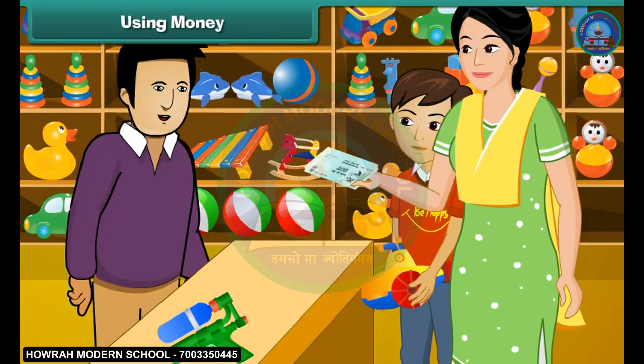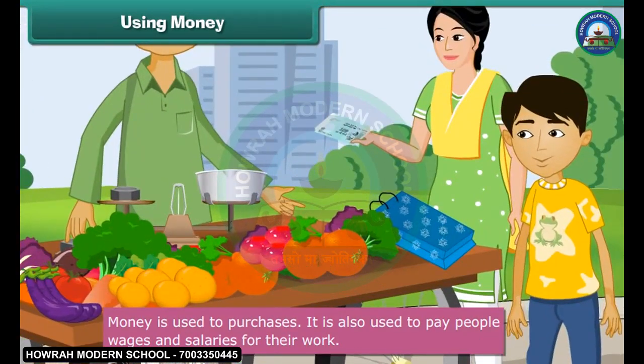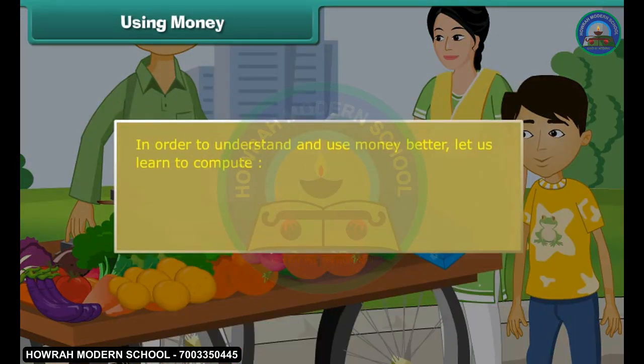Using money. Money is used to make purchases. It is also used to pay people wages and salaries for their work. In order to understand and use money better, let us learn to compute value of many and value of one.